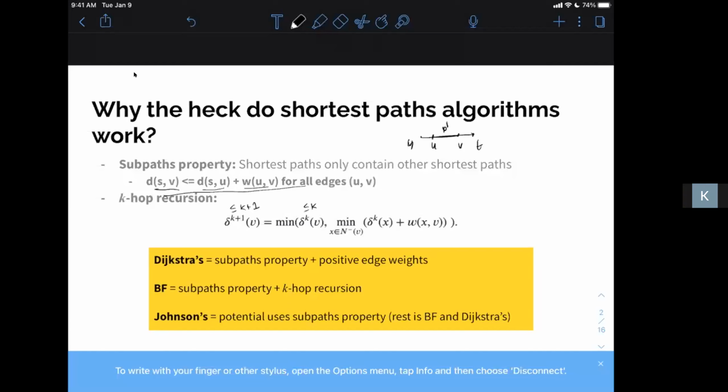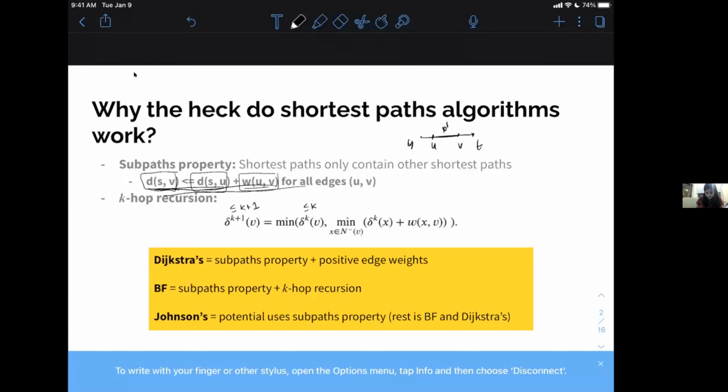Yeah, sure. So we know from this equation that the distance from S to V is less than or equal to the distance from S to U plus the weight from U to V. In Johnson's, we use Bellman-Ford to figure out all of these distances. But the problem is that some of these edges could be negative, so we want to remap our edges to have positive weights instead. The way you can do that is to rearrange this equation.